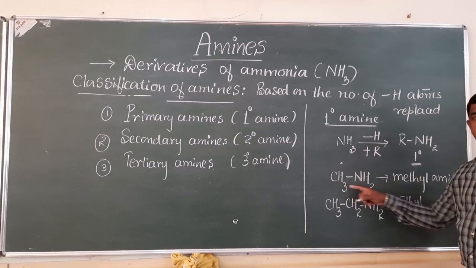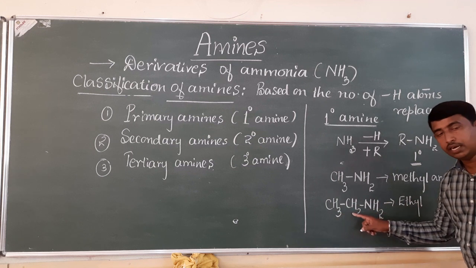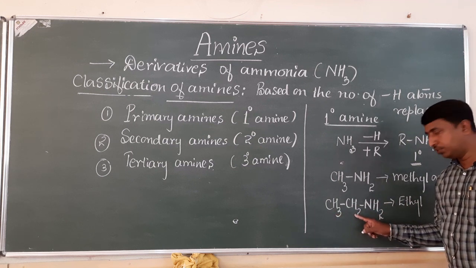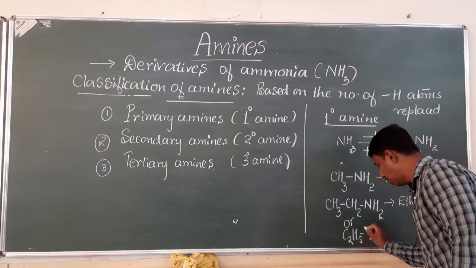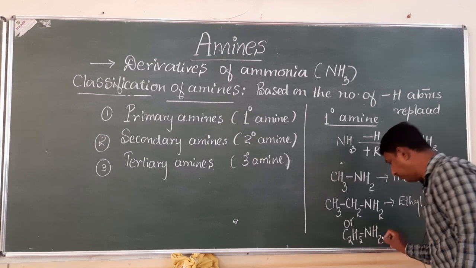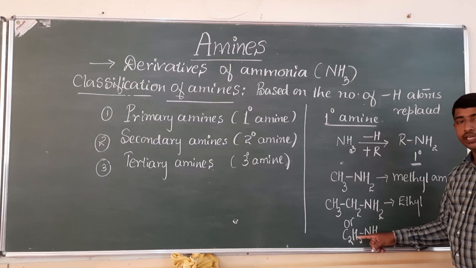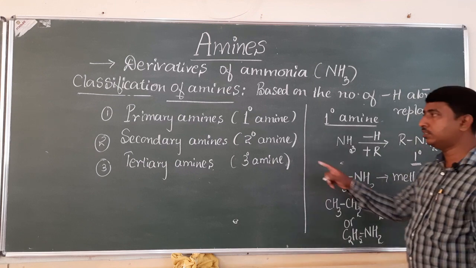If there is only one carbon, we will name that alkyl group as methyl. Since there are 2 carbon atoms, I will name it as ethyl. This is CH3CH2, or it is C2H5. So C2H5NH2. C2H5 is called the ethyl group. It is ethylamine. So methylamine and ethylamine are examples for what?